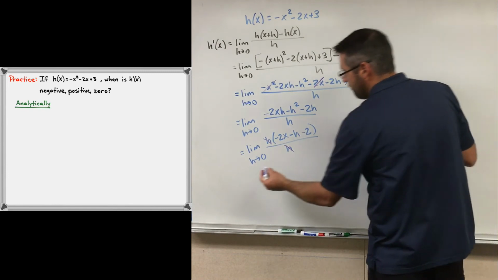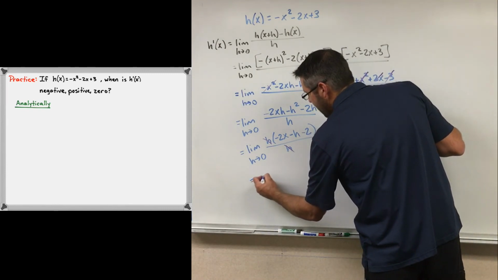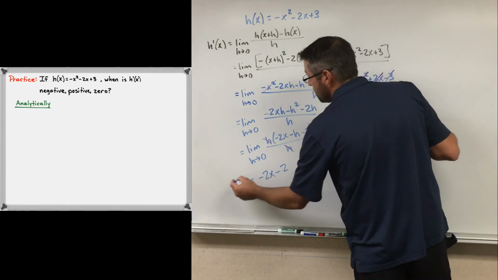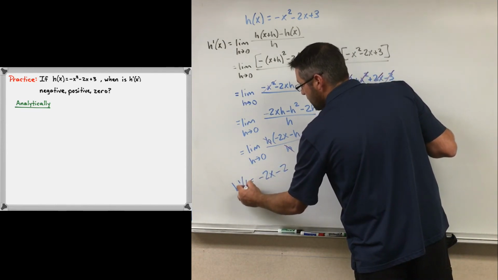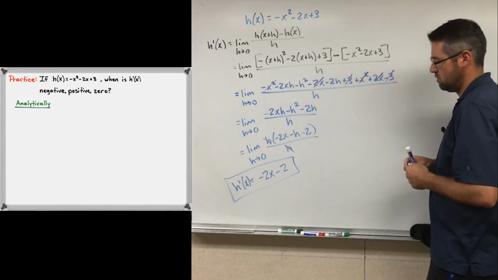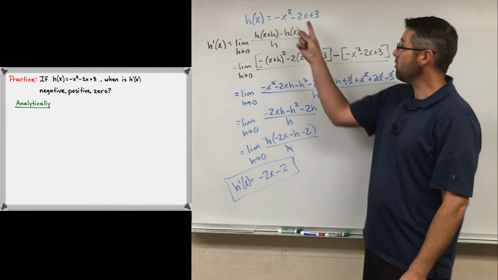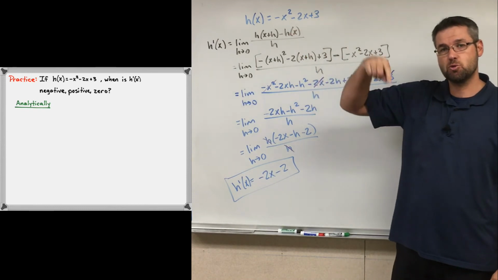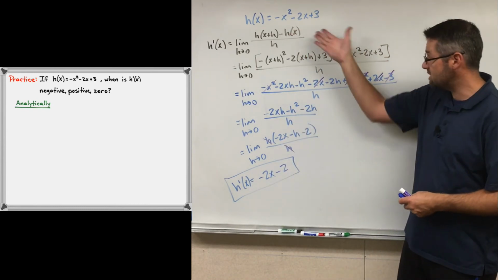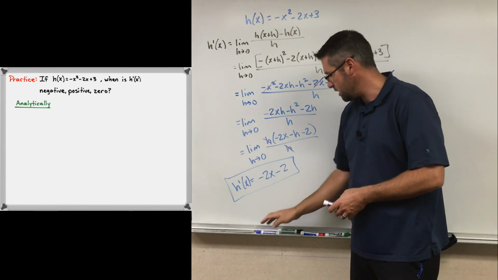So when I plug in 0 for h, I end up with negative 2x minus 0 minus 2. And so we have h prime of x. So there's our derivative function. And look at that. A parabola produced a derivative that is linear. And so that was the proof, at least in this specific case here.